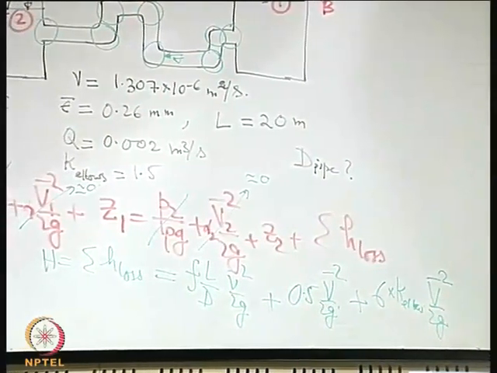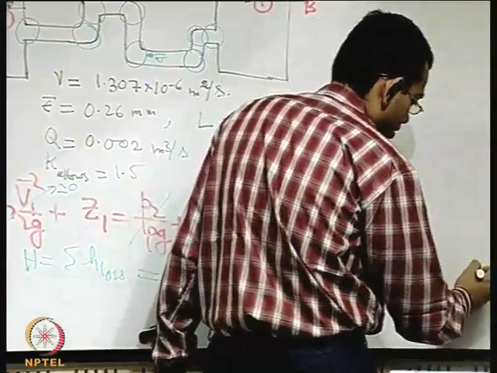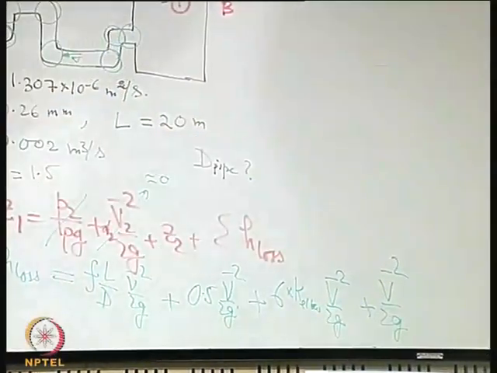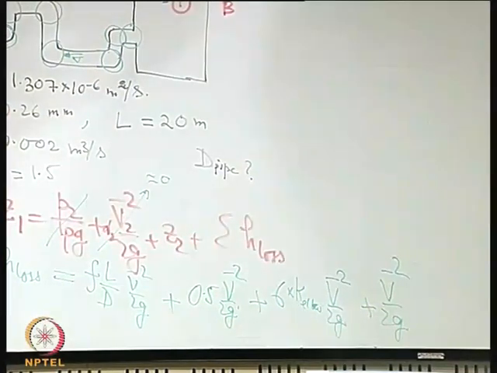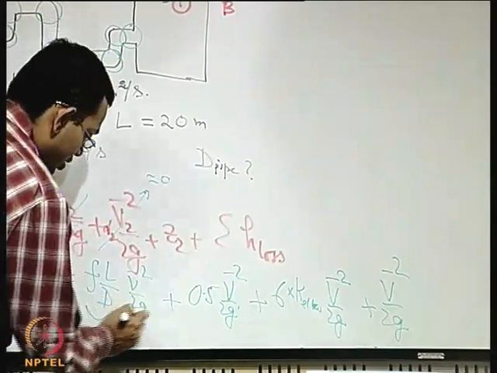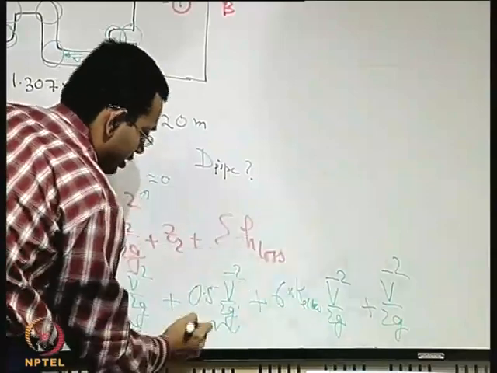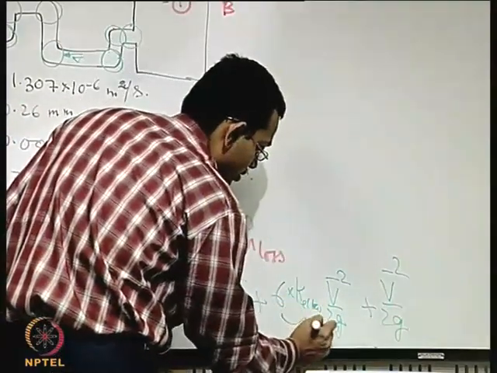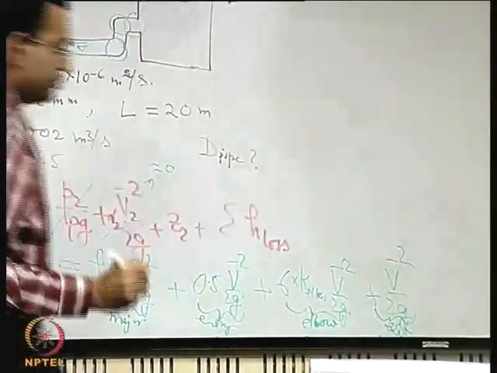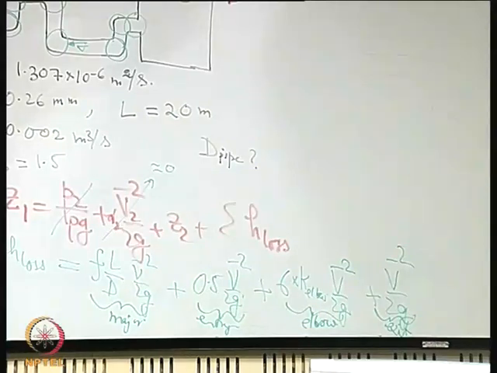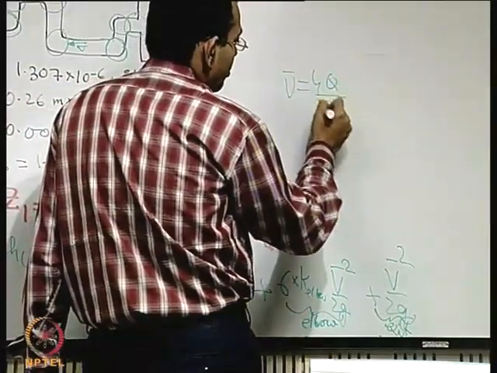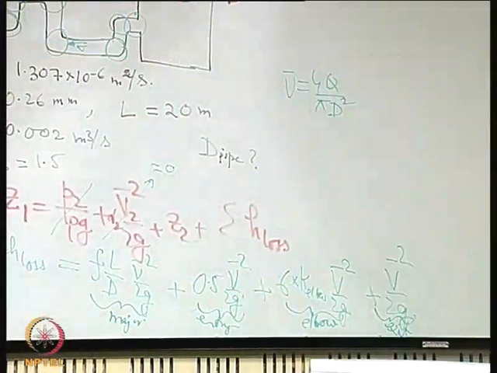Okay, so what is the exit loss? V square by 2g, right? So this is the major loss, this is entry, this is elbow, and this is exit. So from this, of course Q is given, so you can replace V with 4Q by pi D square, but D is the diameter of the pipe. So this equation will boil down to what form?